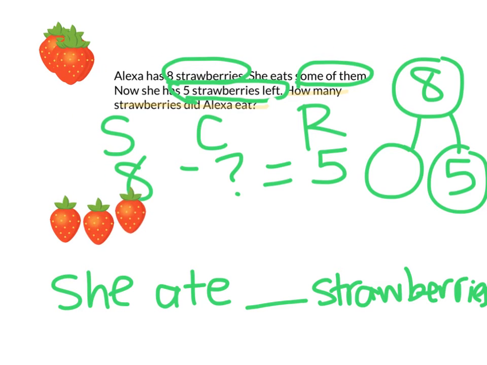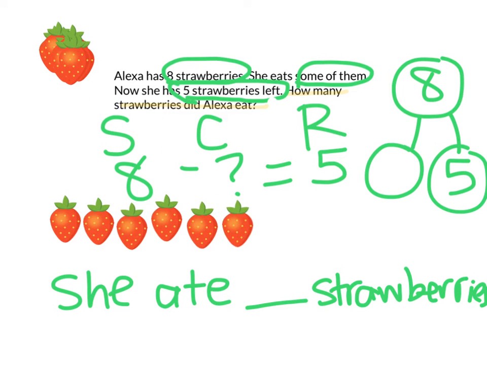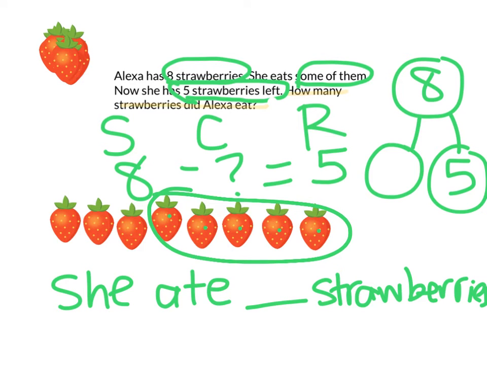1, 2, 3, 4, 5, 6, 7, 8. There are the 8 strawberries that we have. I can cross out some, or I can count. Oh, these are the ones she has left. She's got 1, 2, 3, 4, 5. She's got 5 left. So that means she must have eaten these.